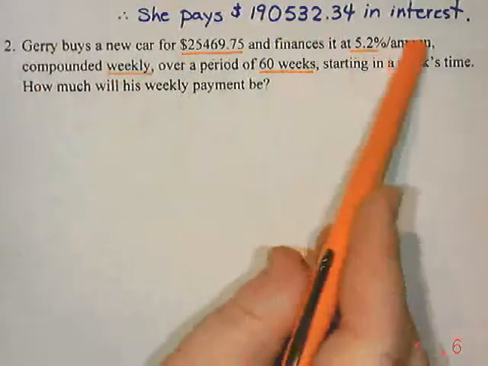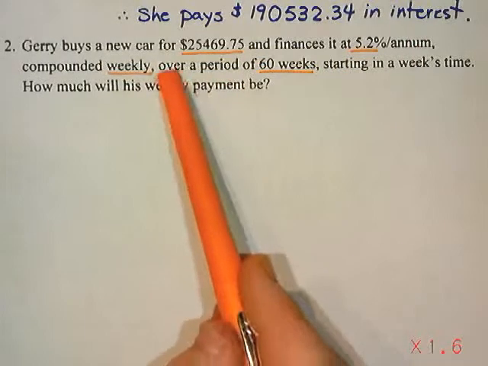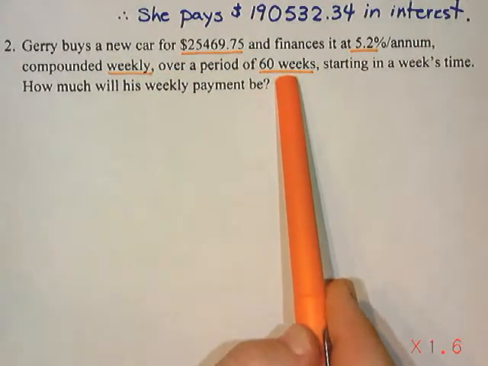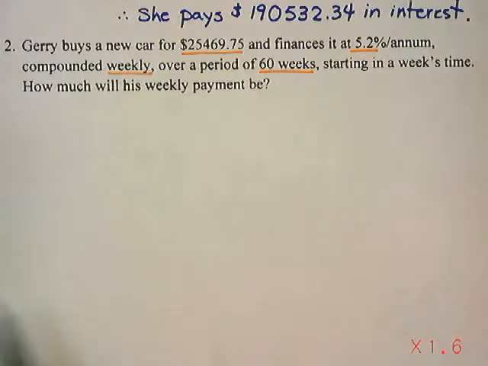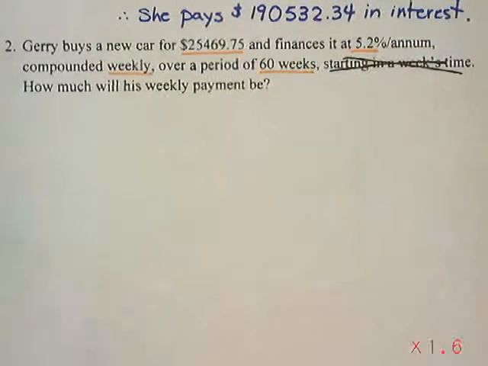So the original part's okay. Here it says they're paying it over a period of 60 weeks, starting in a week's time. When it talks about starting in a week's time, that doesn't mean anything. So when you read that in a question, don't worry, don't panic. It's not a big deal. It's just wording. Ignore it.